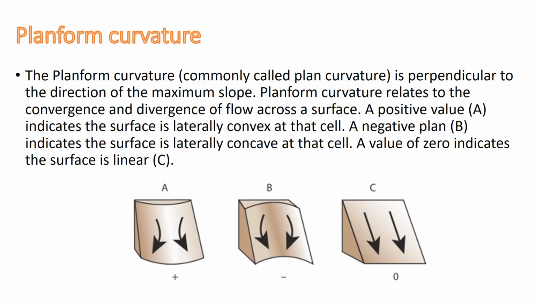Planform curvature. The planform curvature, commonly called plan curvature, is perpendicular to the direction of the maximum slope. Planform curvature relates to the convergence and divergence of flow across the surface. A positive value indicates the surface is laterally convex at the cell. A negative plan value indicates that the surface is laterally concave at the cell. A value of 0 indicates the surface is linear.